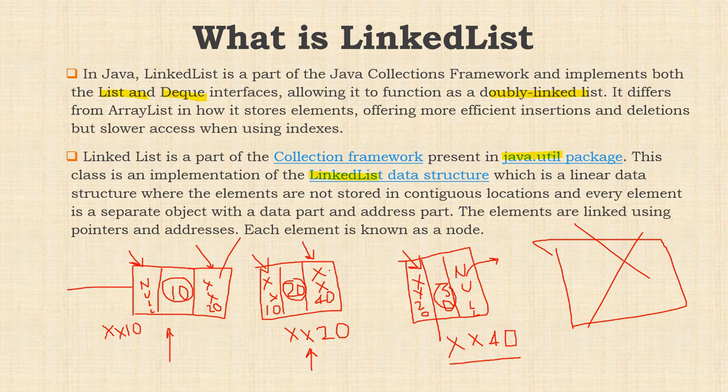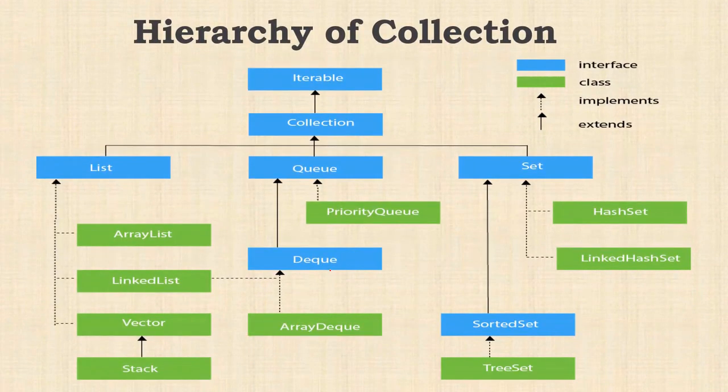I hope you understood this basic concept of linked list. So we are going to move forward to understand a new topic, which is the hierarchy of collection. We are going to see how linked list works in the collections framework. This is the complete picture of the collections framework. This is the root interface, which is Iterable, and then the Collection interface. The Collection interface extends the Iterable interface.